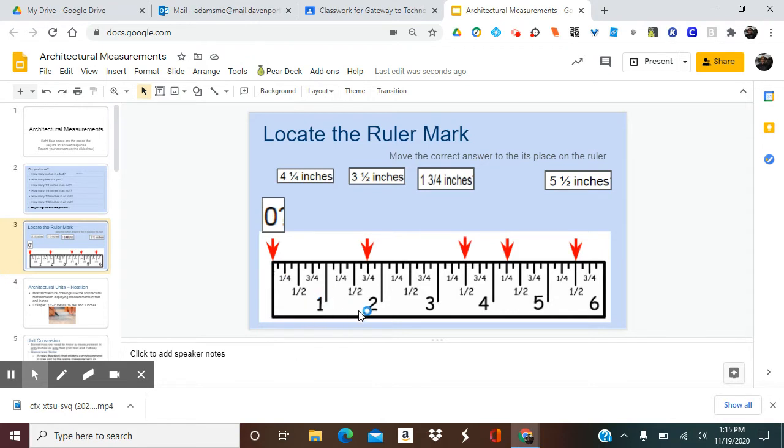This is going to be 1 inch, 2, 3, 4, 5, 6 inches. And then these are your quarter inch, half inch, 3/4 inch. So you're going to look at 4 1/4 inches. So I'm going to find the 4, and then I'm going to look for the next one, and there's 4 1/4. So I'm just going to drag that over here. Okay. So that's what I want you to do on this page.